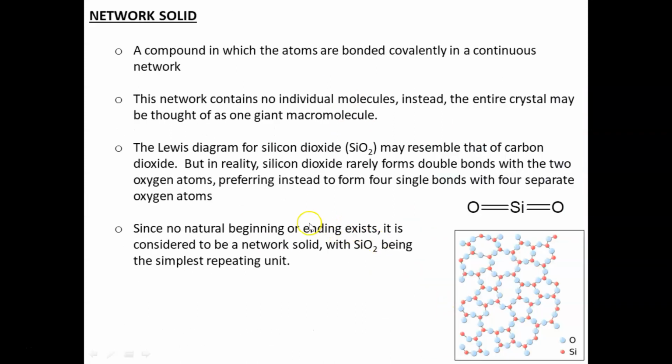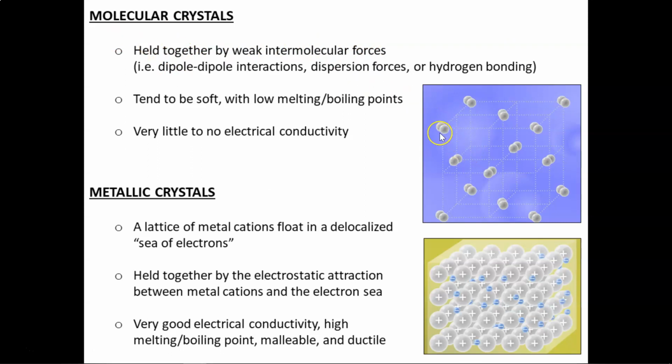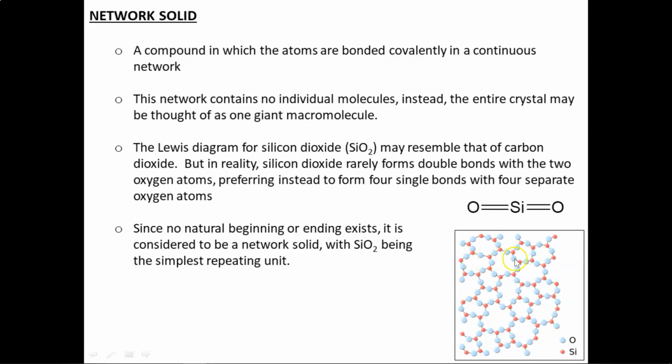The new term I want to discuss over here is that of network solids. These are compounds in which the atoms are bonded covalently in a continuous network. With molecular crystals, it's pretty easy to identify which atoms are covalently bonded. All right, so this is one molecule that's covalently bonded, so are these ones, and this is a separate one. So these are three separate covalently bonded molecules, all held together by intermolecular forces. But with network solids, there doesn't appear to be a beginning or an end. I cannot identify individual molecules. Instead, I can think of the entire crystal as one big giant macromolecule.